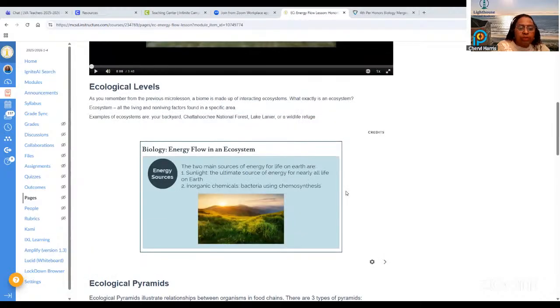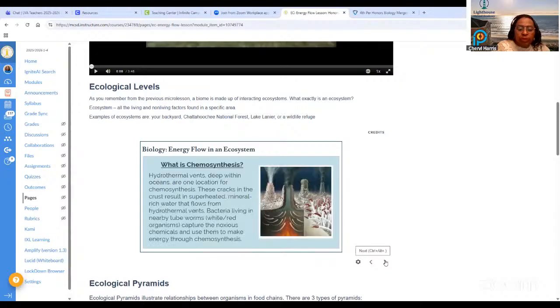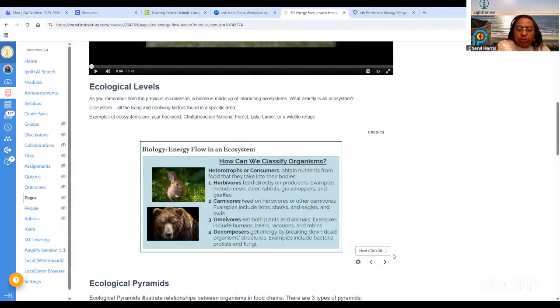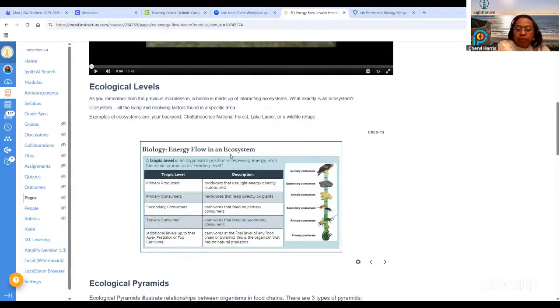I want you to go through this page and look at the energy flow in an ecosystem. And while you're doing that, I'm going to get you a picture of a simplified study guide for these. Make sure that you look at this page right here. So again, vocabulary, vocabulary, vocabulary.